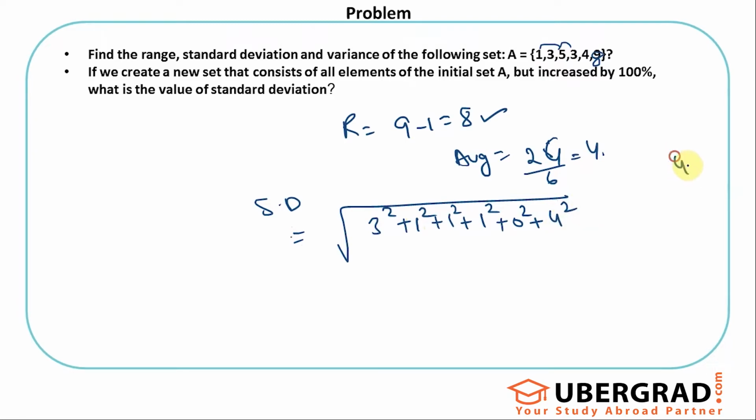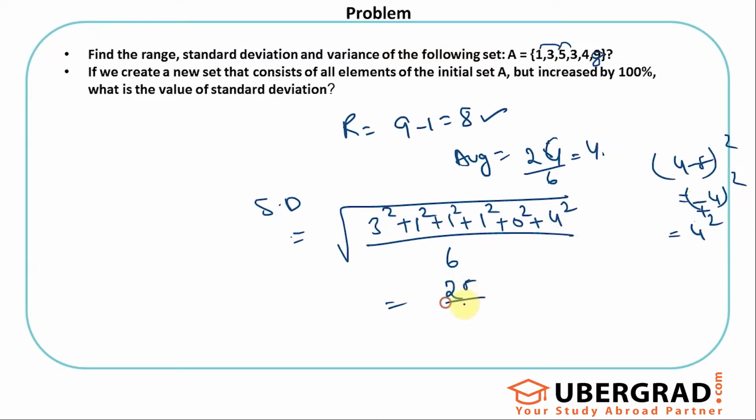Why am I not writing 4 minus 8 square is minus 4 square? Why am I writing 4 square? Because for squares it doesn't matter if it's minus or plus, right? So I'm just saving time by not writing it. By 6. 9 plus 1, 10 plus 1, 11, 12 plus 16 is 28. This is my standard deviation.